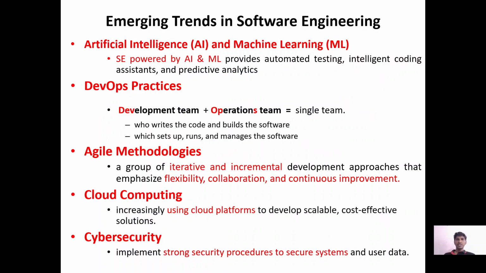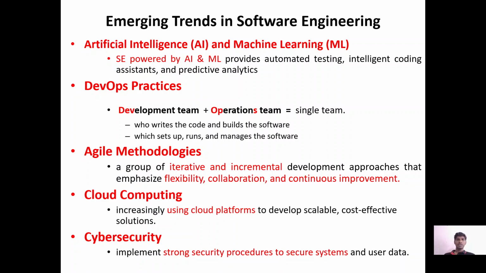Next is emerging trends in software engineering. There are different emerging trends such as AI and machine learning in software engineering. So AI and machine learning products are powered by using software engineering. Then the DevOps practice, that is development team plus application team put together, forms a single team called DevOps team, which is also an emerging trend in software engineering.